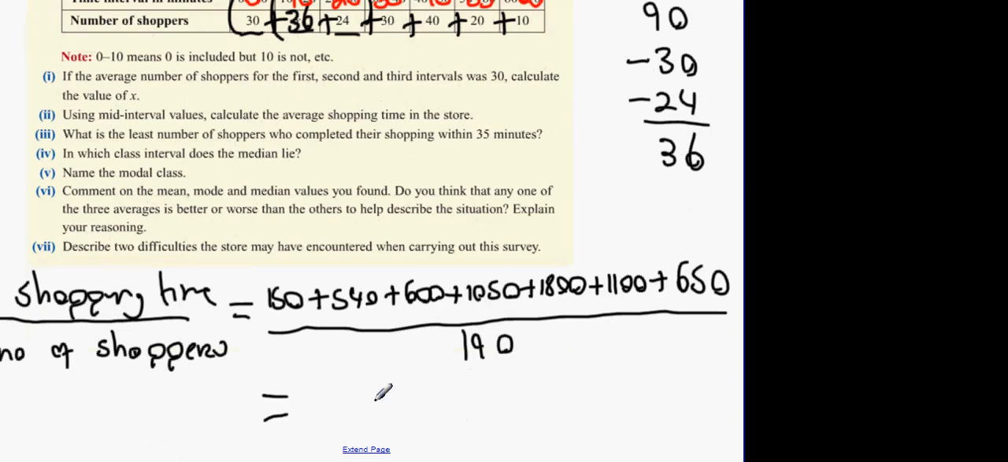Now what is the top all added together? Can anybody tell me? 5,890. Divide this by 190 and what do we get? 31. The average is 31 minutes per shop. Okay.